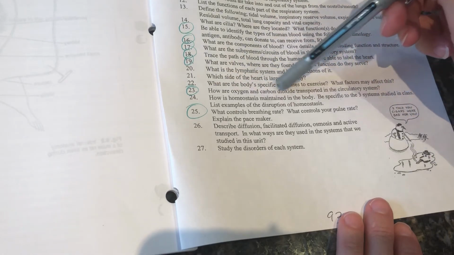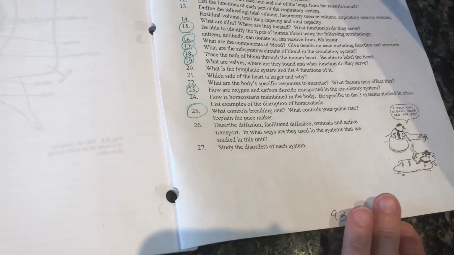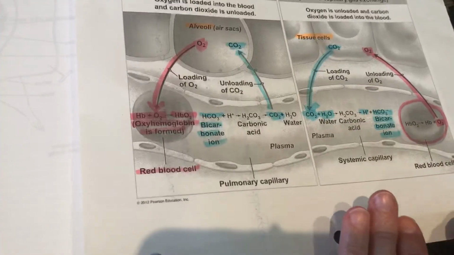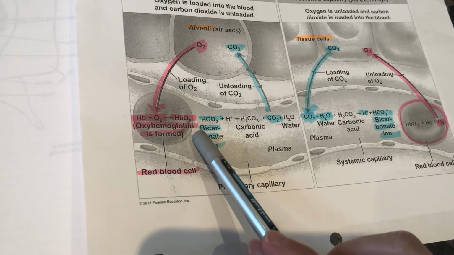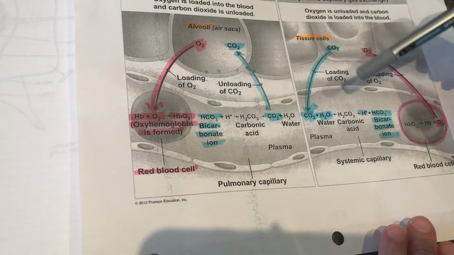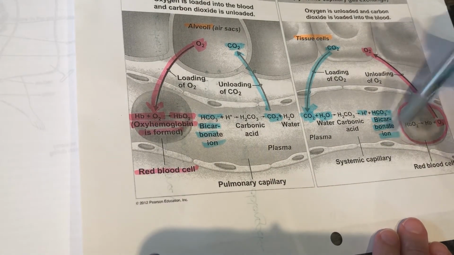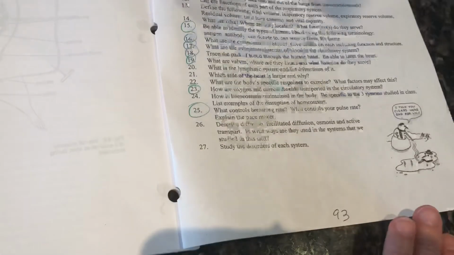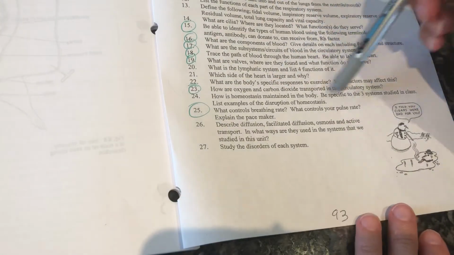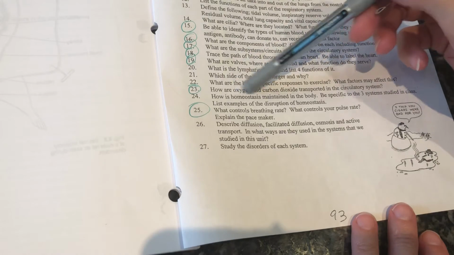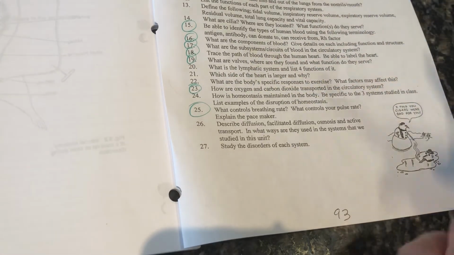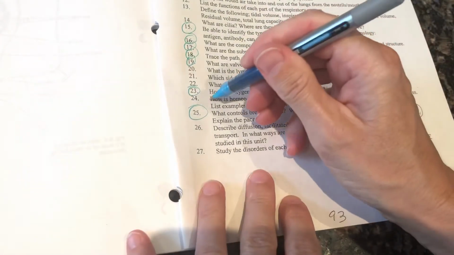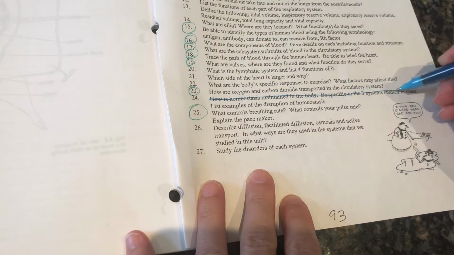How are oxygen and carbon dioxide transported in the circulatory system? That comes back to this. So oxygen is transported in the form of oxyhemoglobin, and carbon dioxide is transported in the form of the bicarbonate ion. Okay, so that's the beginning of that. How is homeostasis maintained in the body? You don't have to worry about that, okay? We're not going to take care of that this semester.